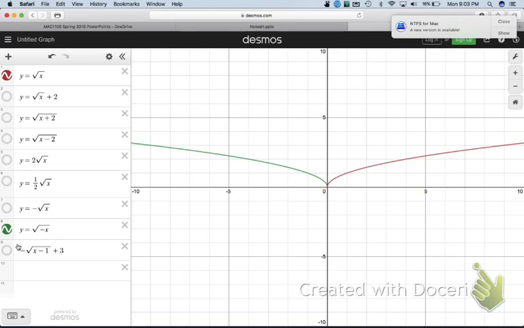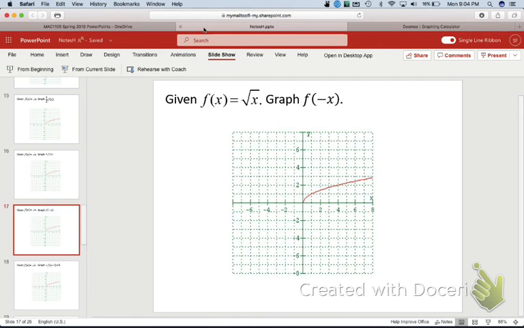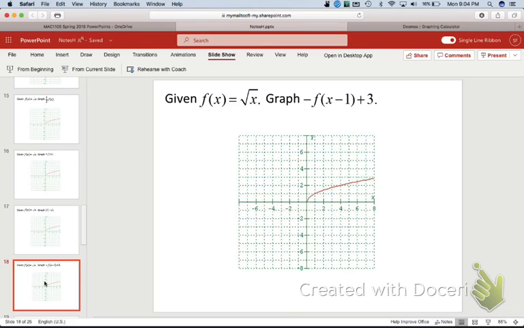All right, now, I just showed you a lot of transformations individually, but realize that all of these can be combined with one another, okay? So in this last example I have in this section I want to do with you, we are going to look at transforming our parent function square root of x, and we want to graph negative f of the quantity x minus 1, plus 3. So think about what's happening here.